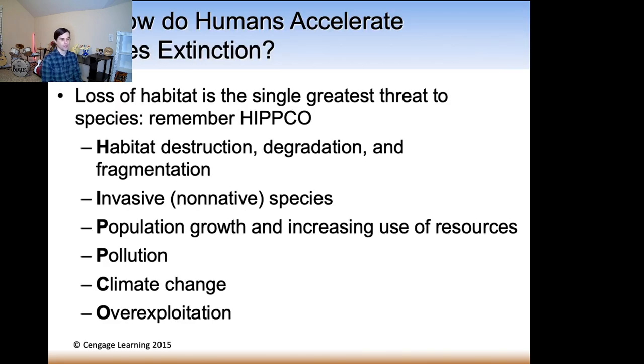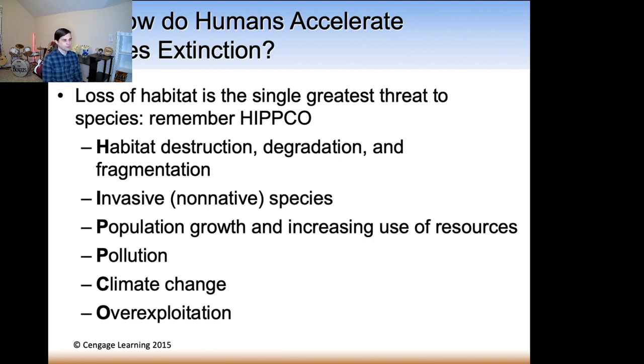So how do we as humans impact this extinction rate? How do we cause organisms to go extinct? What do we do? Well, there's an acronym that you can use for this, and it's HIPPCO. Habitat destruction, degradation, fragmentation, invasive or non-native species, population growth, pollution, climate change, and overexploitation. We'll talk about what these mean, but the biggest one is loss of habitat.